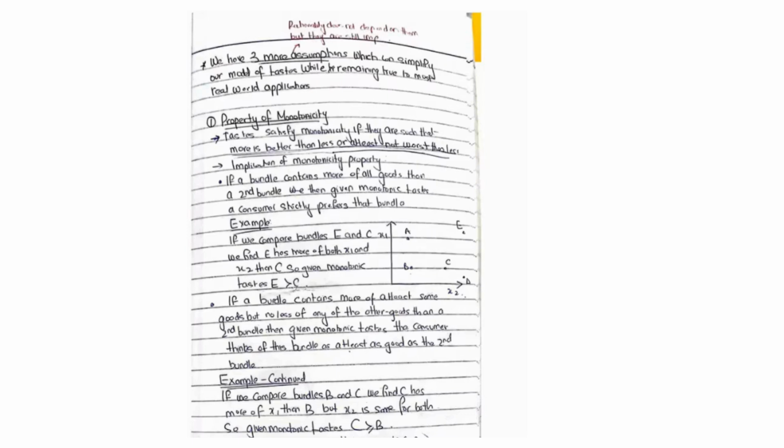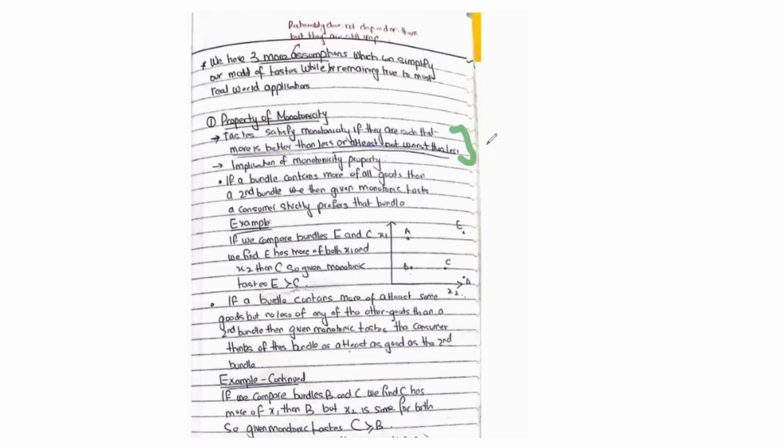Tastes satisfy monotonicity if more is better than less, or at least not worse than less. So that is when monotonicity is satisfied. Monotonicity is the idea that more is better than less, or at least not worse than less.